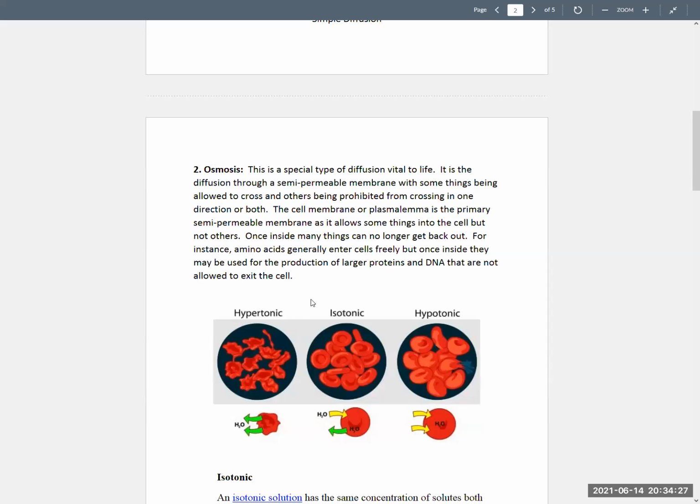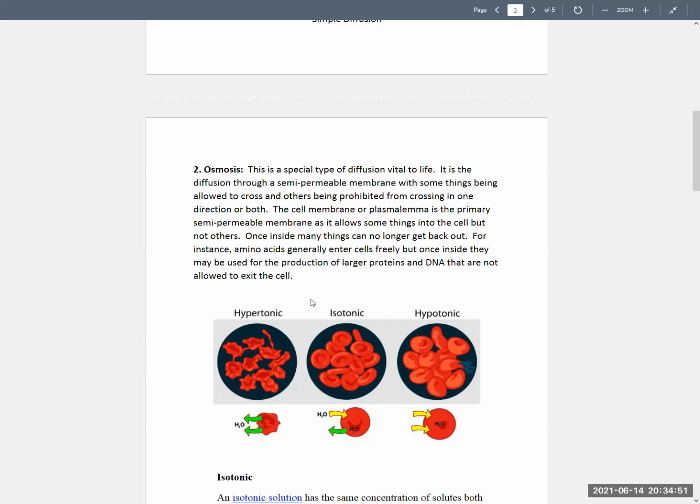Osmosis, okay, it's a separate one. Osmosis is a special type of diffusion, and it's very important for any form of life. It's a diffusion through a semi-permeable membrane, with some things being allowed to cross that membrane and other things being prohibited from crossing.